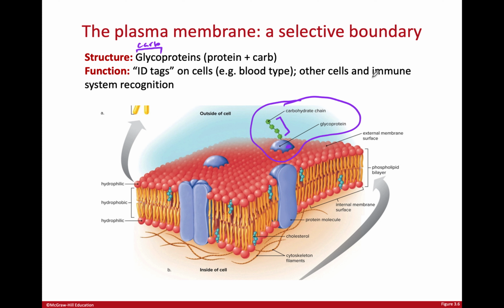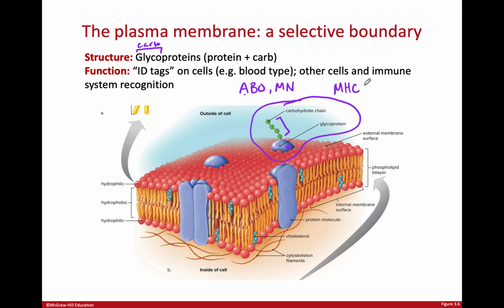So for example, your blood type, your ABO blood type, A's have A tags, B's have B tags, O's have no tags. We also have MN blood type. So some people have the M tag and some people have the N tag. You have different sorts of immune, the MHC complexes. These complexes identify and they stick out and identify different molecules in the immune system.